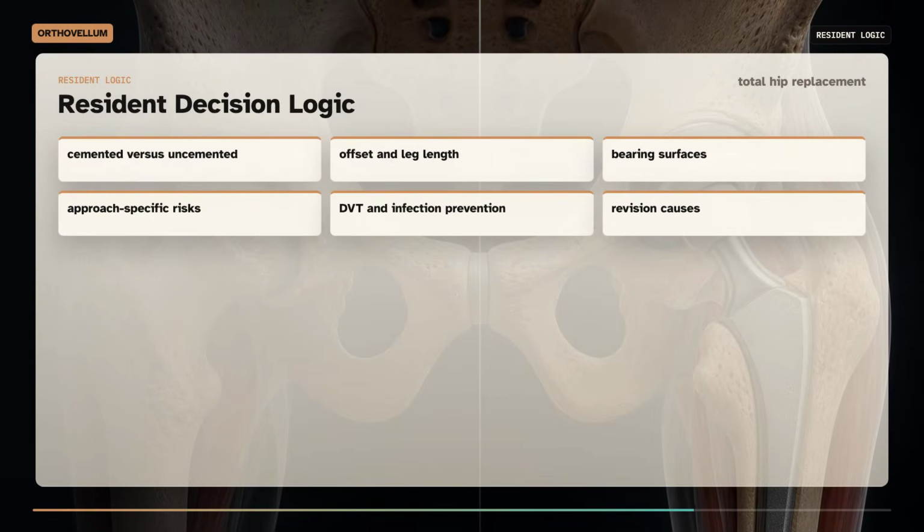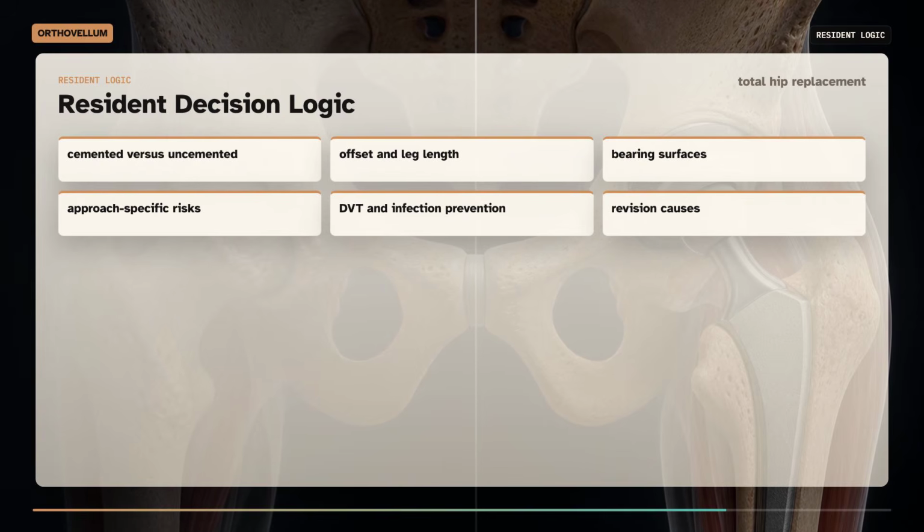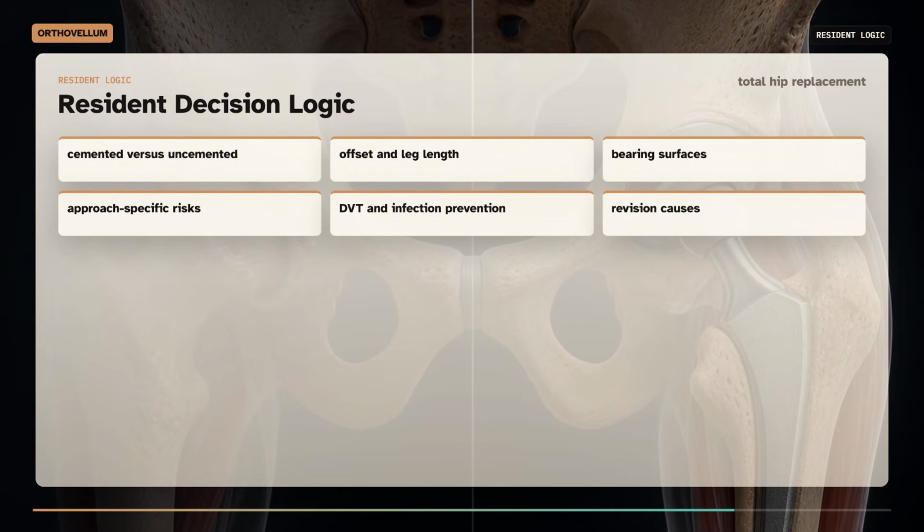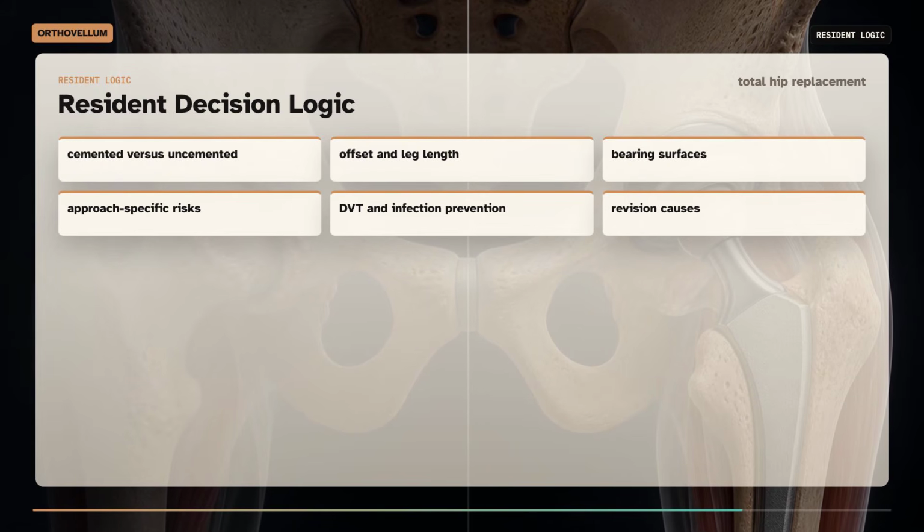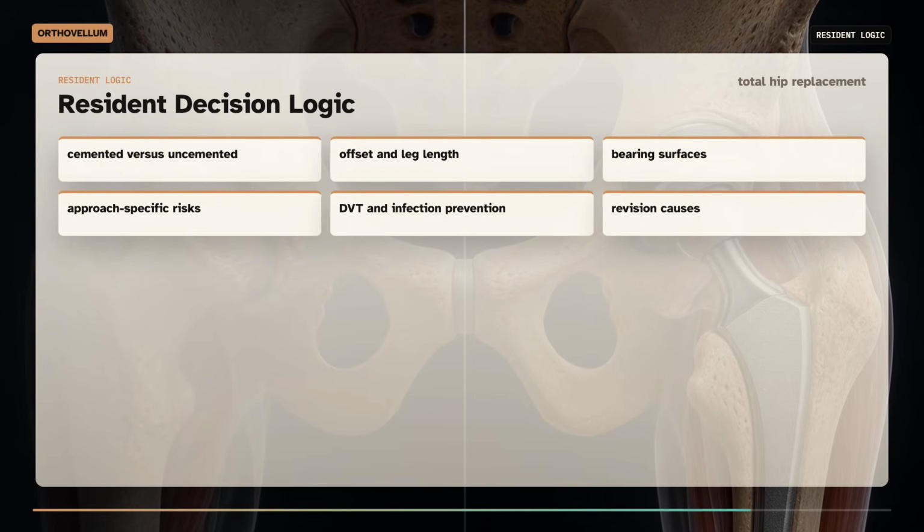Resident-level pearls: cemented versus uncemented, offset and leg length, bearing surfaces, approach-specific risks, DVT and infection prevention, revision causes. Always name the differential diagnosis before falling in love with the first diagnosis. Always ask whether the proposed treatment matches the biology, the mechanics, the time course, and the person in front of you. If the story is atypical, slow down. Atypical pain deserves a wider lens.